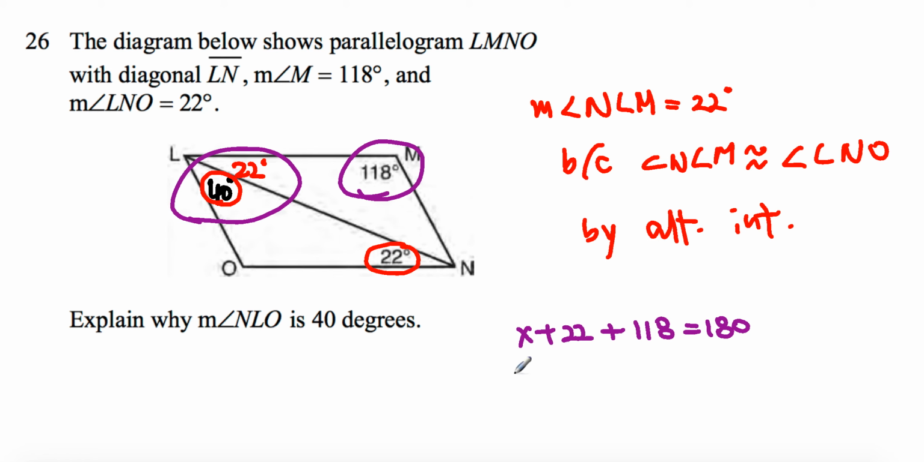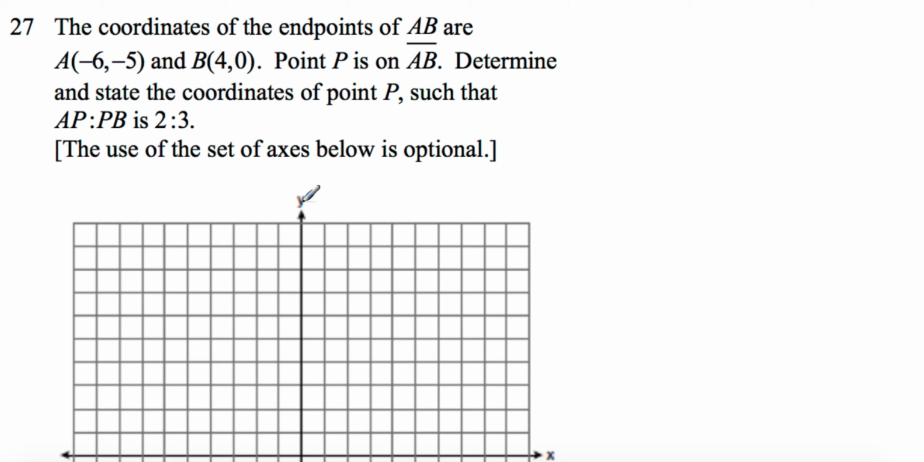So then in this case we get X plus 140 is equal to 180. Hence X must be equal to 40 degrees. And then you can write it up here. Why? Consecutive angles in a parallelogram add up to 180. That's the idea behind it. All right. Now let's look at next question number 27.